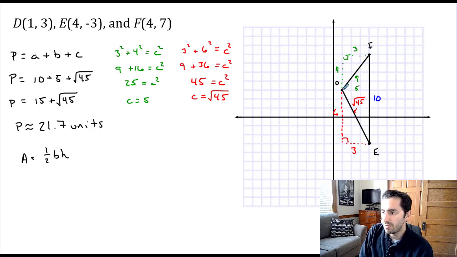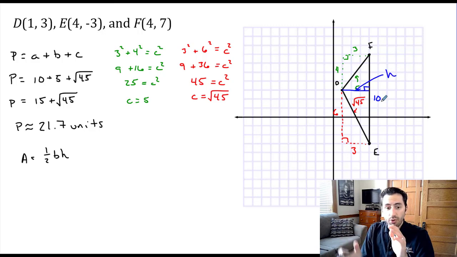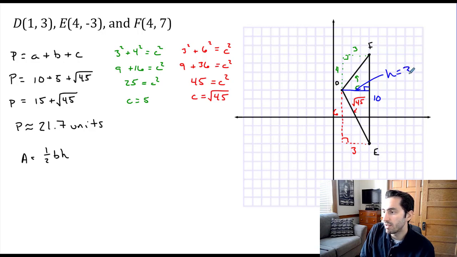So from this very far point, I want to go straight across to my base. Straight across to that side length of 10. That's going to form a right angle. And then this segment, that's going to be my height. It's orientated a little bit different than we're used to seeing, but that's okay, as long as it forms that right angle. And also, because it's horizontal, we can just count to see how long it is. 1, 2, 3. So our height is 3.